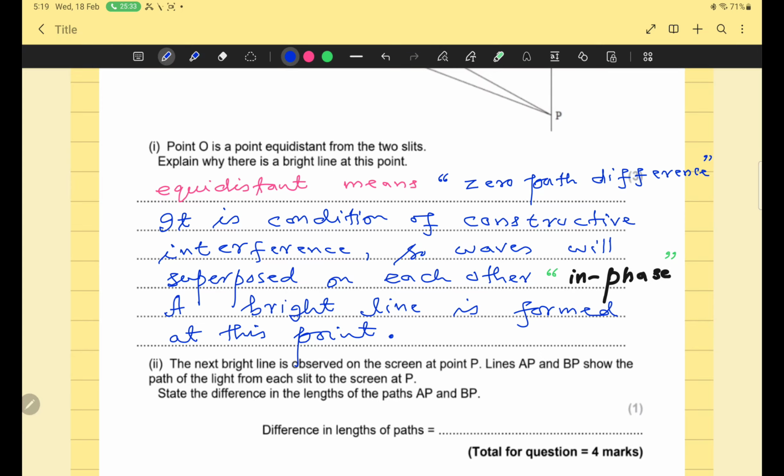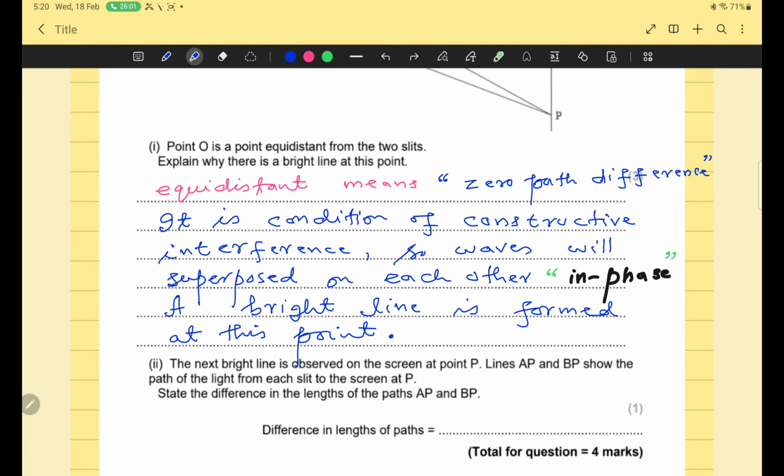So when the two waves superpose in phase, there is constructive interference. When the two waves superpose in anti-phase, there is destructive interference. If it is light, then a bright line or dark line is formed. If it is sound, then a louder sound or a faint sound is produced. So this question is completed.